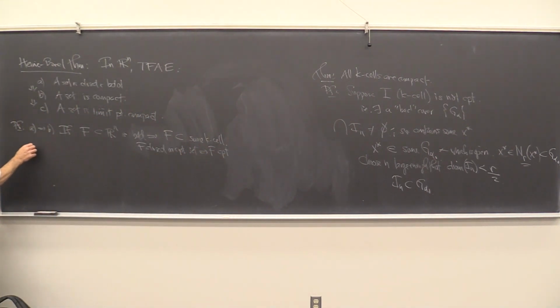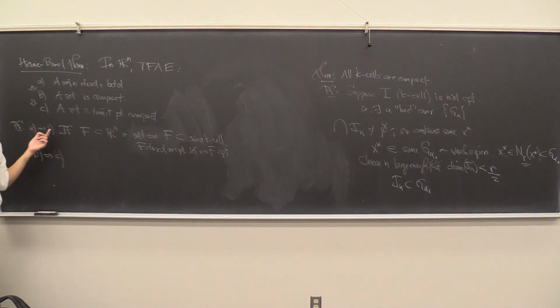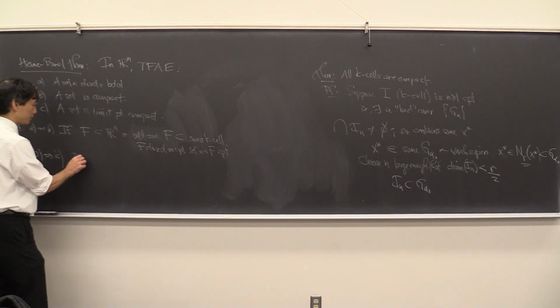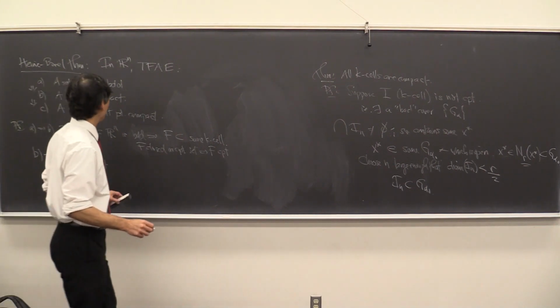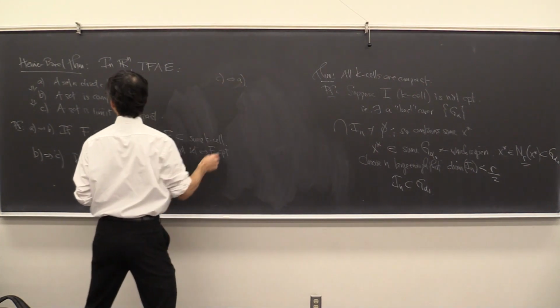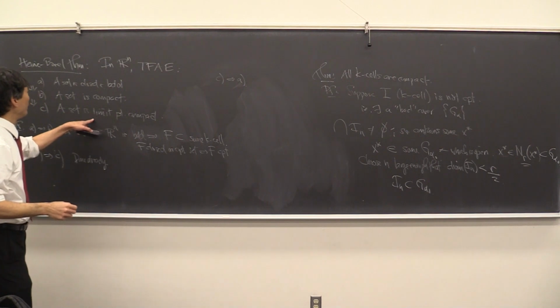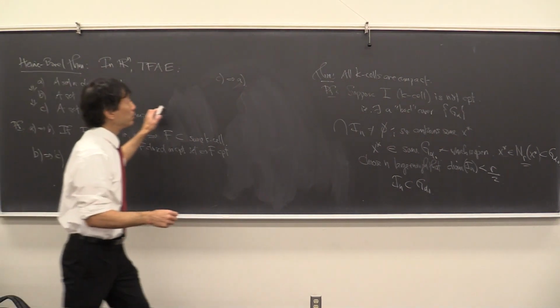So that's easy. B implies C: a set that is compact implies the set is limit point compact. We did that already, last time. So that's done. The only thing we have left is to show that C implies A, that if you're limit point compact, then you must be closed and you must be bounded.